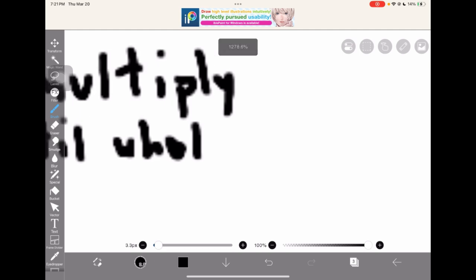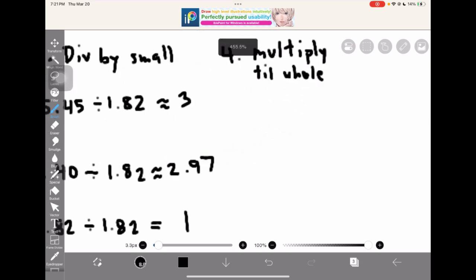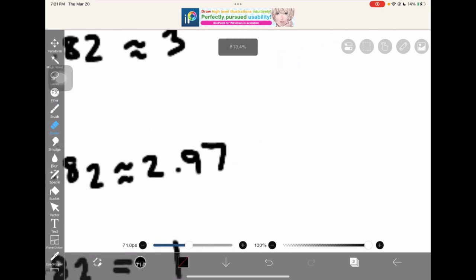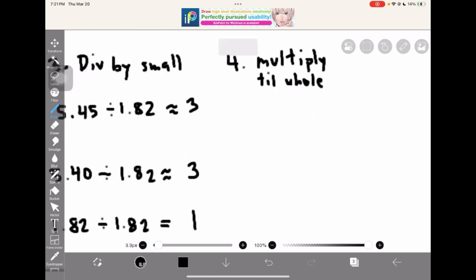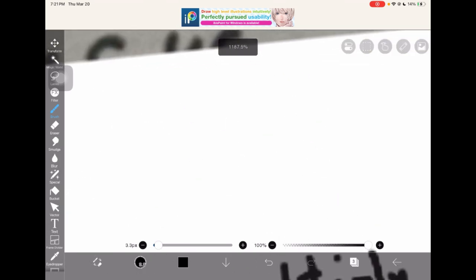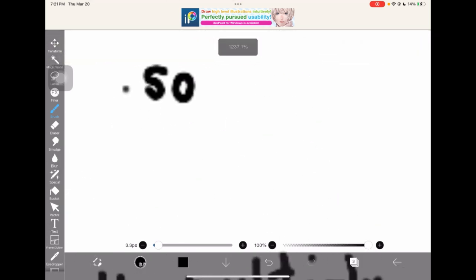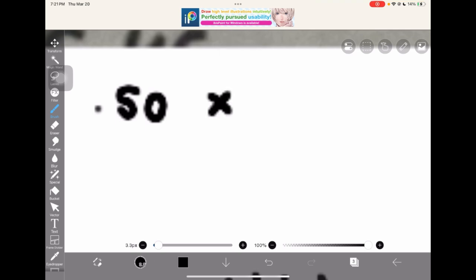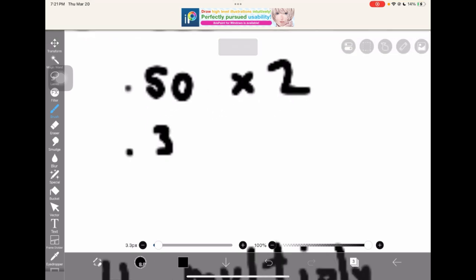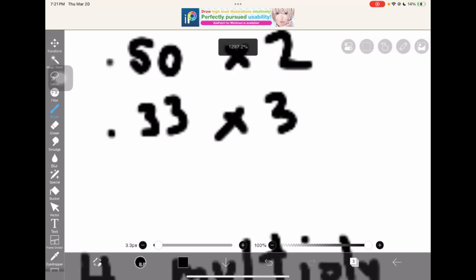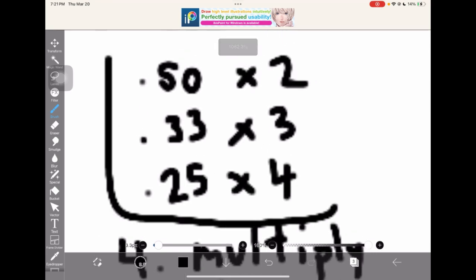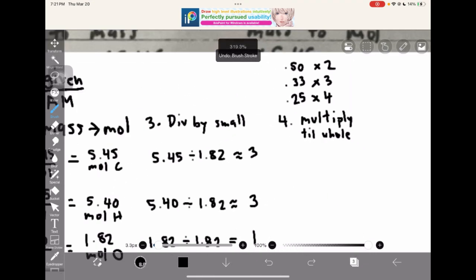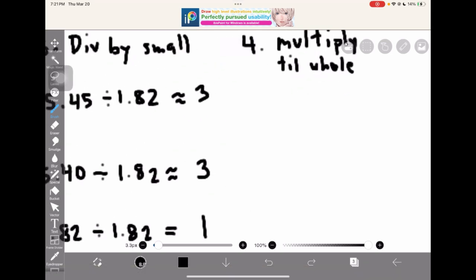But there are some exceptions. First and foremost, you round every single number to its nearest whole number, unless it's the following. 0.5 or 0.50 results in multiplying by 2. 0.33 results in multiplying by 3. And 0.25 results in multiplying by 4. These are the special cases. Otherwise, just round off to the nearest whole number.